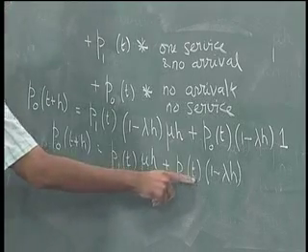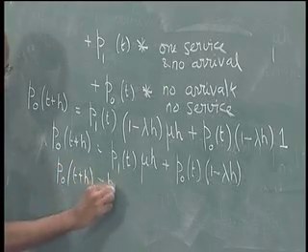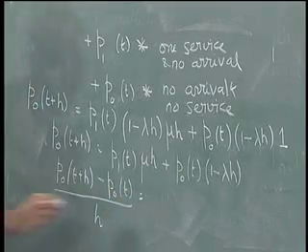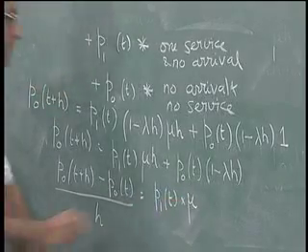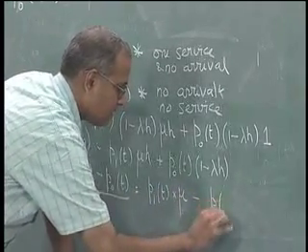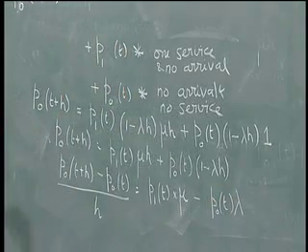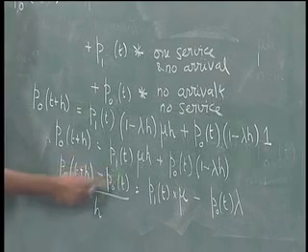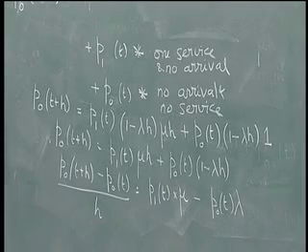Now, taking this to the other side, P naught of t plus h minus P naught of t by h will become P1 of t into mu minus P naught of t into lambda. Now, again applying the steady state conditions. So, at steady state the rate of change of P naught with respect to h is 0, because we assume that P naught is a steady state probability. So, there is no change with respect to h.